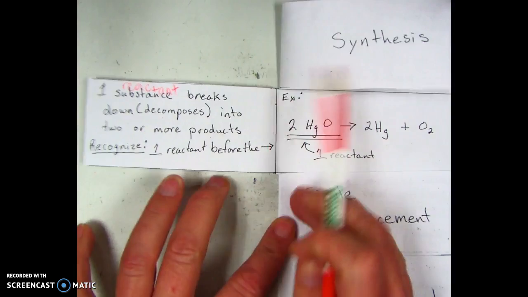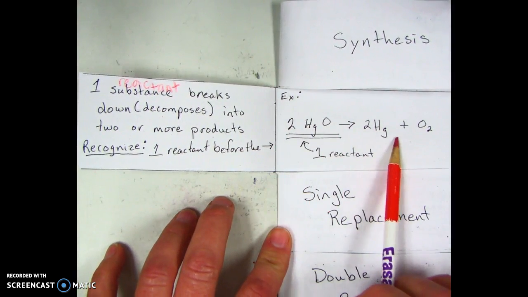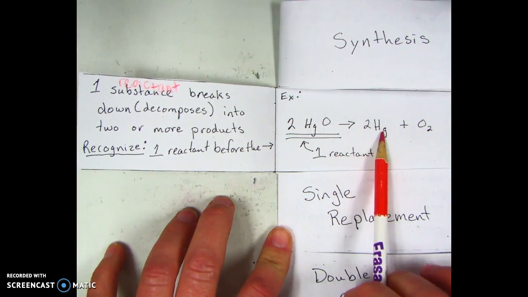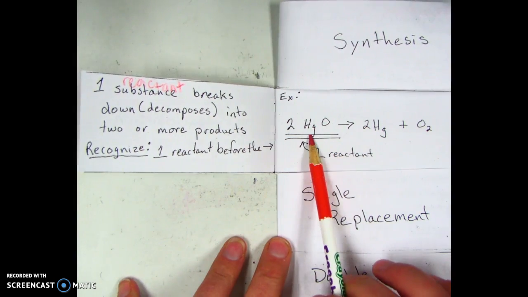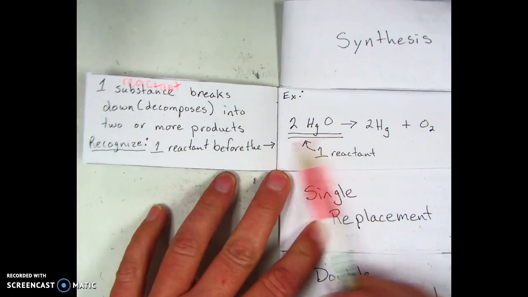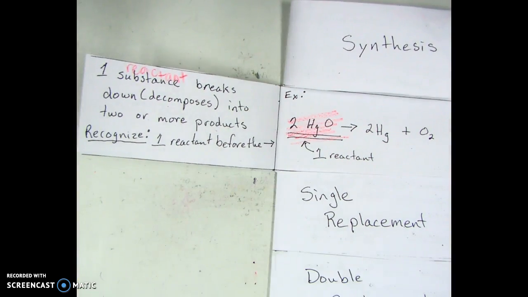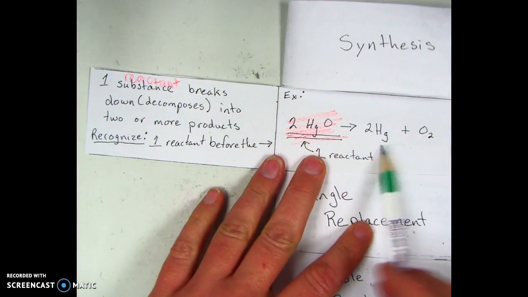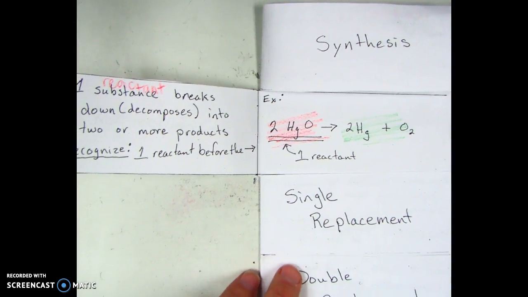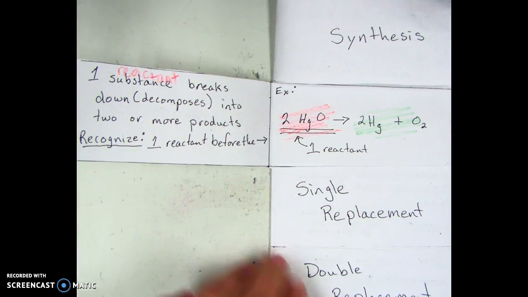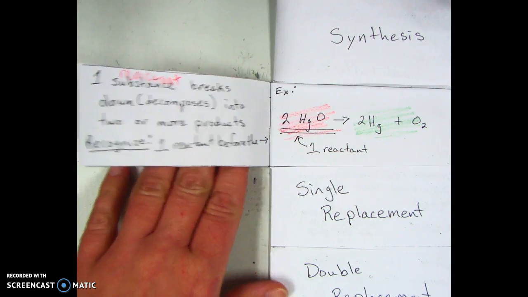What I'm going to expect you to be able to do is look at a reaction like this and say, oh, that's a decomposition reaction because I have one reactant and 2 products. So here's my reactant and here are my products. If I'm going too fast, just pause the video and write your stuff down.